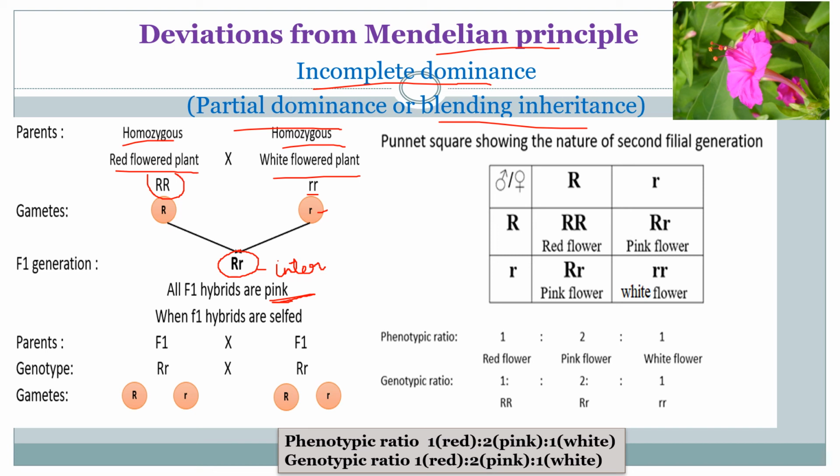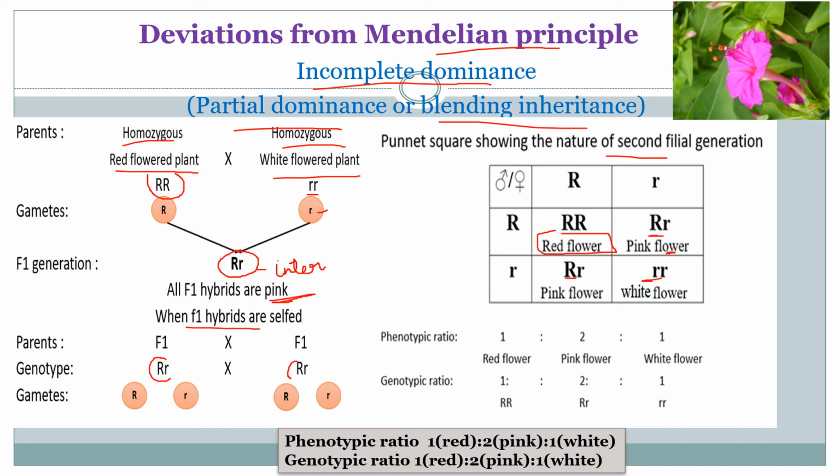Now let's move further. When this F1 hybrids are self-crossed, capital R and small r, again capital R and small r, they produce two kinds of gametes again, and we have to write the Punnett square for the second filial generation, capital R and small r. Here similarly capital R and small r. See here it produces the red flowers, and here capital R and small r means it is pink, intermediate. You have to write pink here. Again capital R and small r, here again pink, and here it is expressing the white.